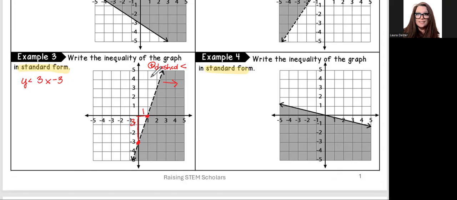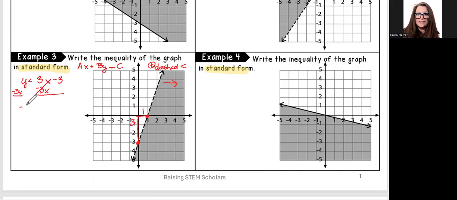Okay, now we're going to get this rearranged into standard form. So remember, standard form, we've got to have our x and our y on the same side. And that's going to be my inequality symbol, whatever that is. And okay, so to do that, I'm going to move my x over so my x and y can be on the same side.